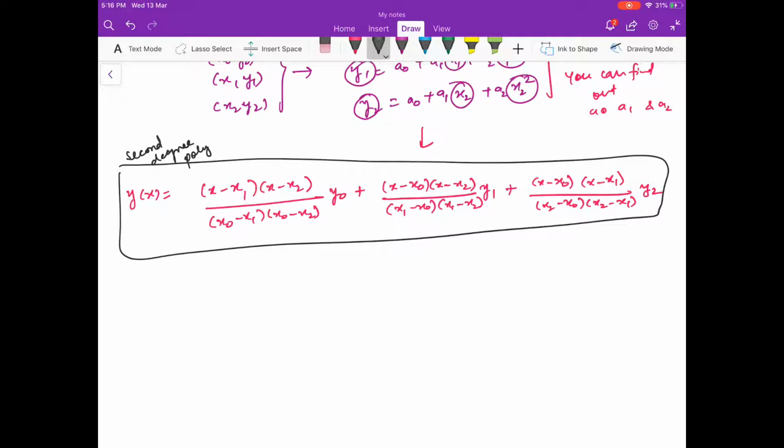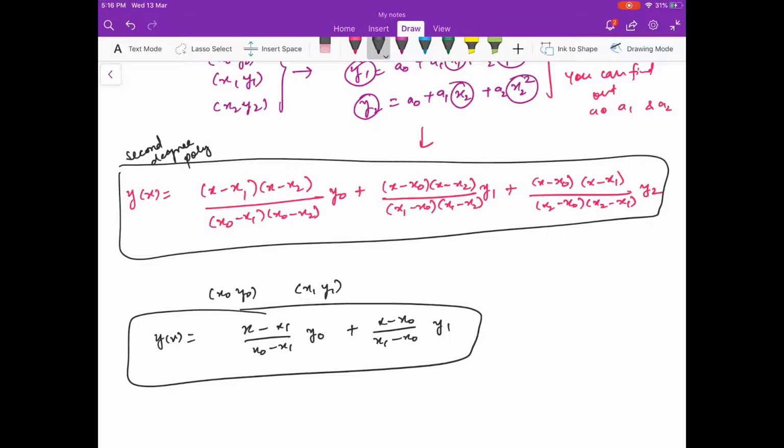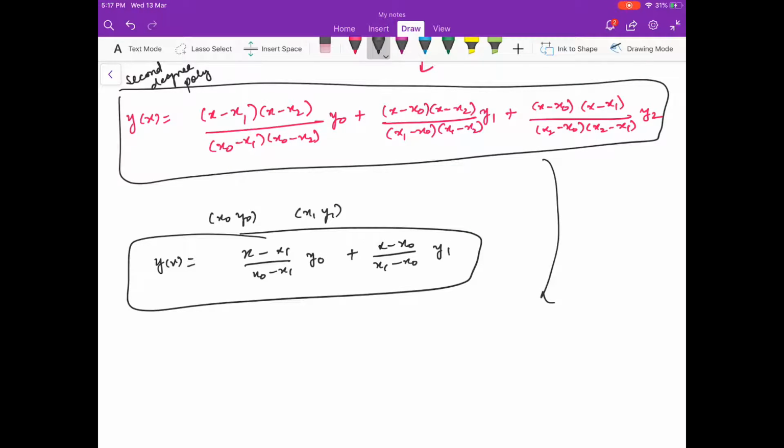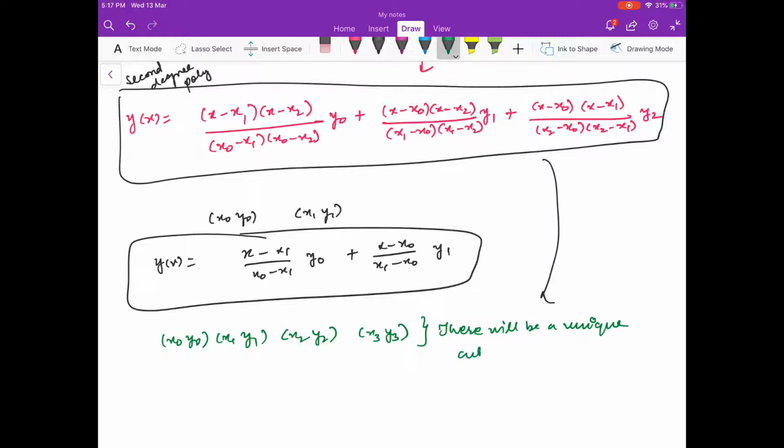And the first degree was when you had 2 data points x0 y0 and x1 y1. The polynomial, which we have written above, is x minus x1 upon x0 minus x1 into y0 plus x minus x0 upon x1 minus x0 into y1. So this was the polynomial. So on the same pattern, suppose you are given 4 data points, say x0 y0, x1 y1, x2 y2, x3 y3, there will be a unique cubic polynomial passing through these data points.